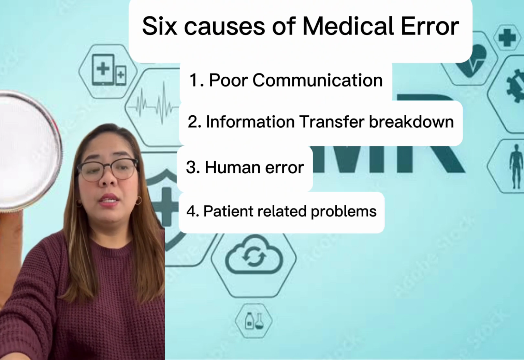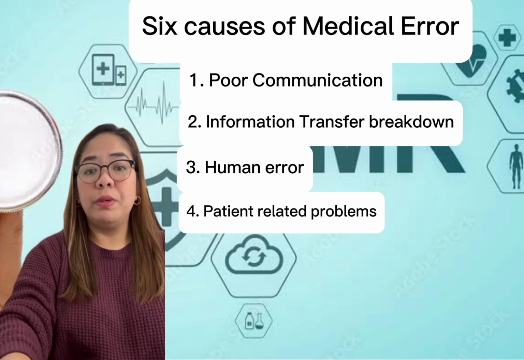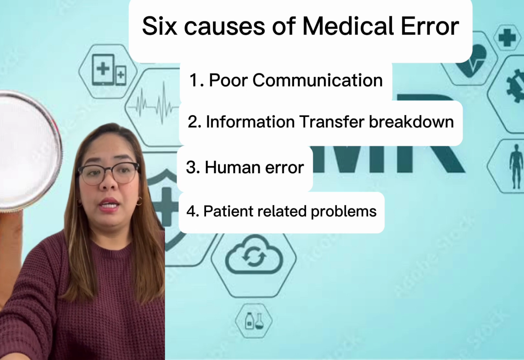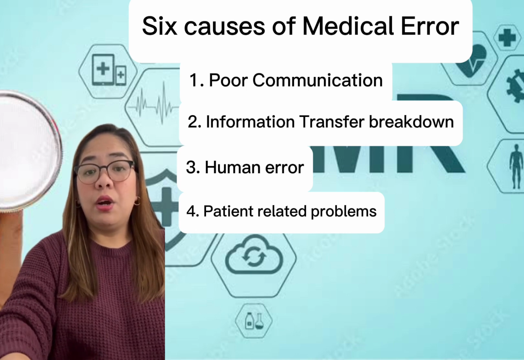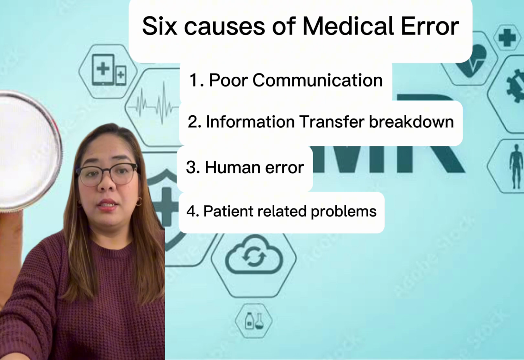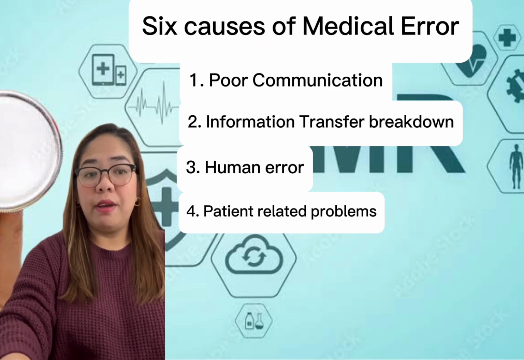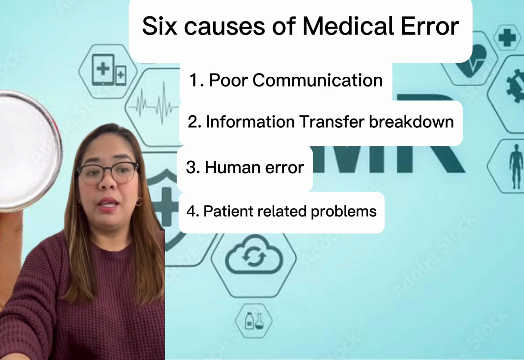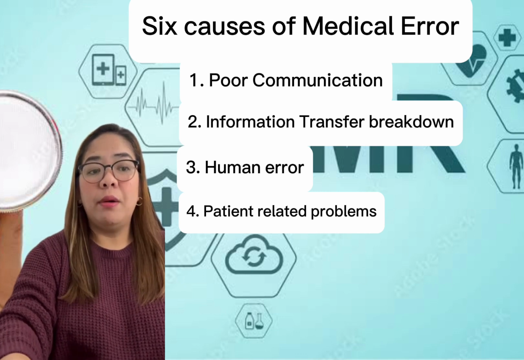Fourth, patient-related problems. Some medical errors occur due to miscommunication or other problems with the patient. The most common example of this type of error is the failure to secure informed consent. Patients have a right to know all the possible risks of any proposed course of treatment, and doctors must ensure their patients fully understand a treatment option before commencing it.